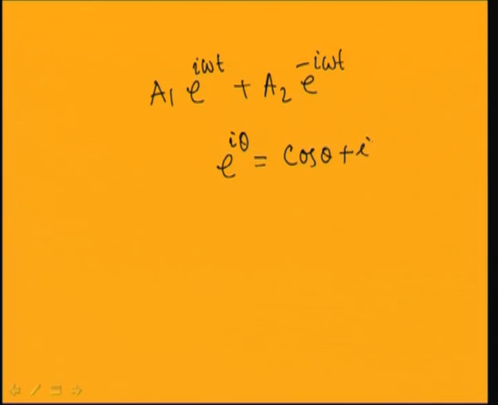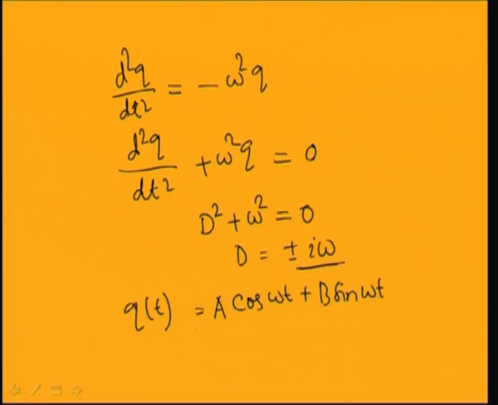The solution can be written a1 e to the power i omega t plus a2 e to the power minus i omega t. Already you know e to the power i theta can be written in the form of cos theta plus i sin theta. So, if you substitute this in this equation, the equation can be written in this form. So, q t will be equal to a cos omega t plus b sin omega t.